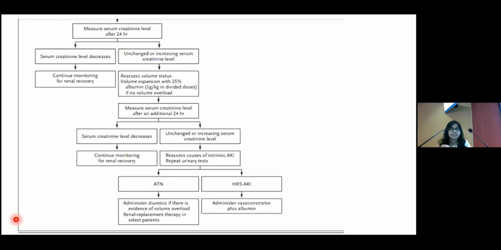If the creatinine is reducing, then you can continue monitoring for renal recovery. But if the creatinine is unchanged or it is rising, then again you have to reassess the volume status and hydrate the patient well, and also give albumin, 1 gram per kg dose, and then repeat the creatinine in 24 hours. If the creatinine is dropping, then we can continue monitoring for renal recovery. But if it is not reducing, then we have to think of intrinsic AKI, whether it can be ATN or HRS-AKI. I'll tell about what this hepatorenal syndrome AKI is.